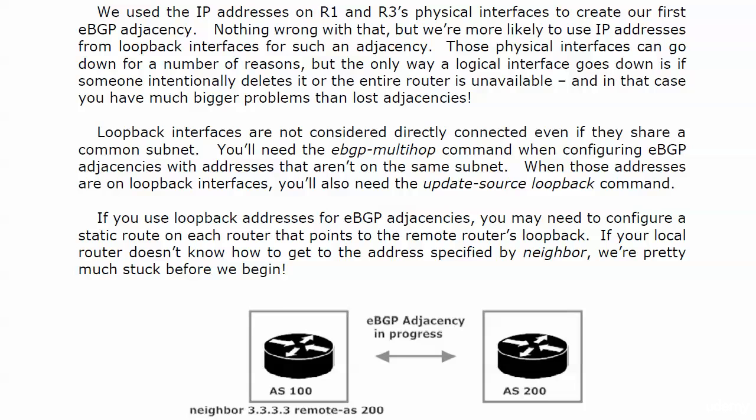And when these addresses are on loopback interfaces, as they will be in this lab and the next one, you'll also need the update source loopback command. And we'll see that, and what it's actually asking for is the interface that you're using for your update sources, and that would be loopback 0, whatever you happen to number it.